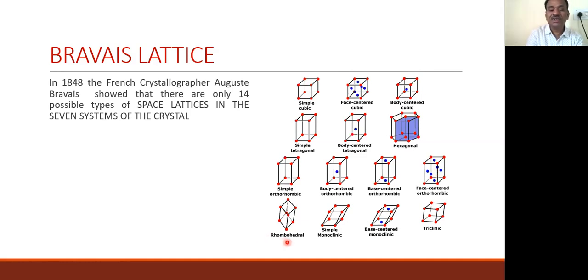Next, come to the rhombohedral. In the rhombohedral, there is only one type. Atoms are present only at the corners. It is just like a cubic structure.